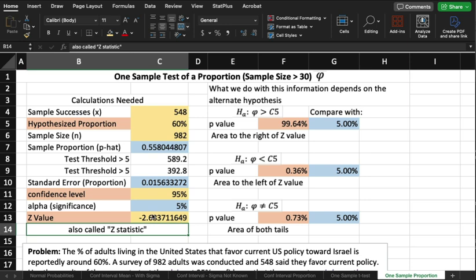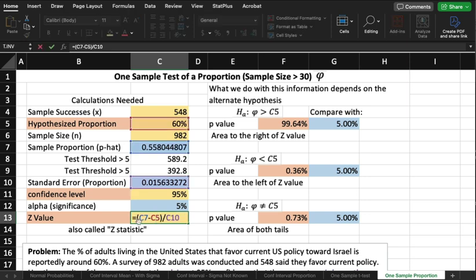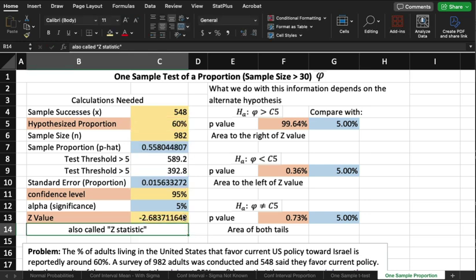And you'll notice our z-value is a negative number. So z-values can be positive and negative, and it's critical that you subtract in the correct order, that it's your p hat minus the hypothesized mean, and not in the other order, okay? So that's our z statistic.